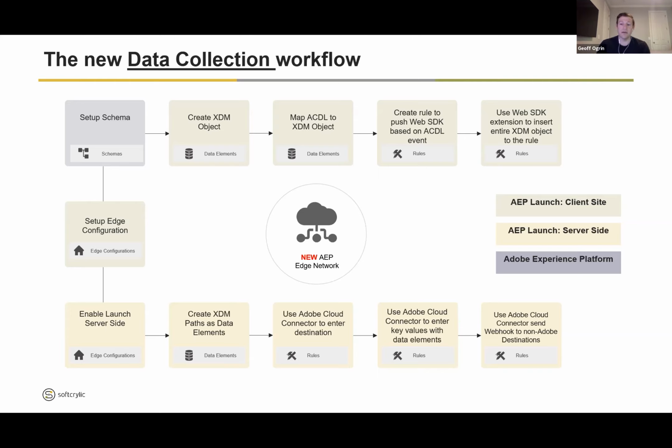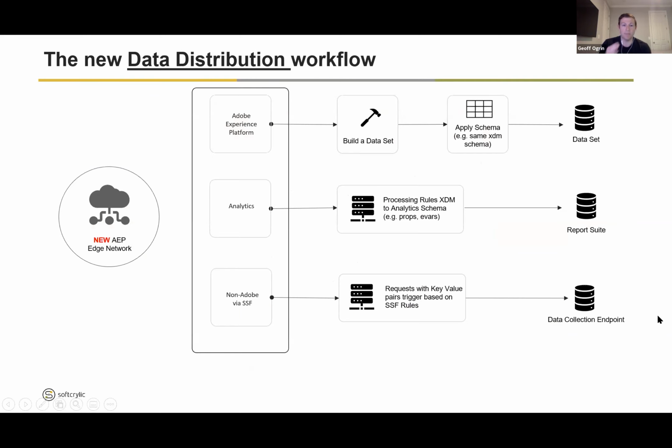The second step, if you want to take it further, is that you can enable server-side forwarding, which is in a server-side Launch property. What you need to do for that is set up an Edge configuration, and I'm going to go down to the bottom here, and you'll enable Launch server-side. From there, you'll create XDM paths. You'll take that same schema and XDM paths that you used and configure them as data elements within the Launch property. And you'll use an application called Adobe Cloud Connector to enter the destination of your choosing. Then you'll map those data elements to key value pairs. You could use either a GET request or a POST request to send the data off to your liking. So JP, if you want to go to the next slide, and then we'll hop into the demo.